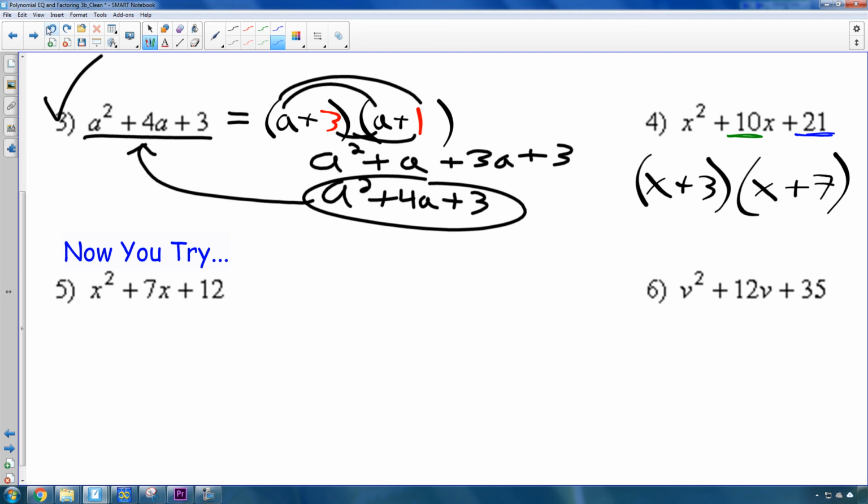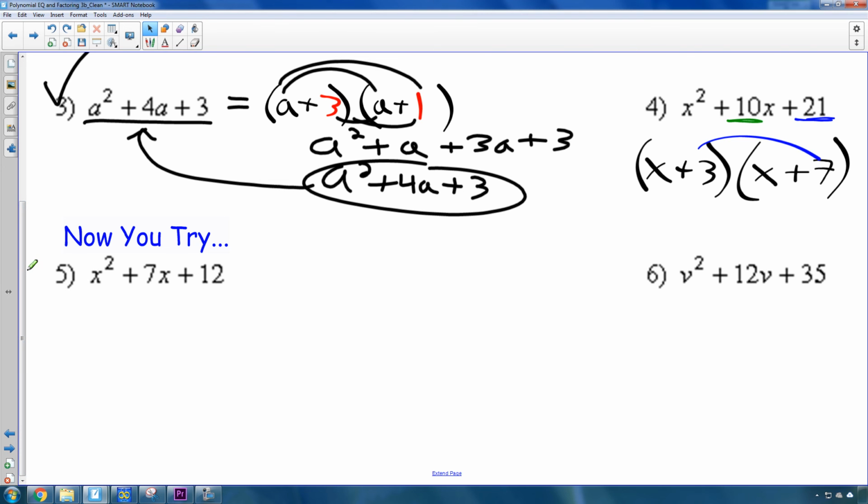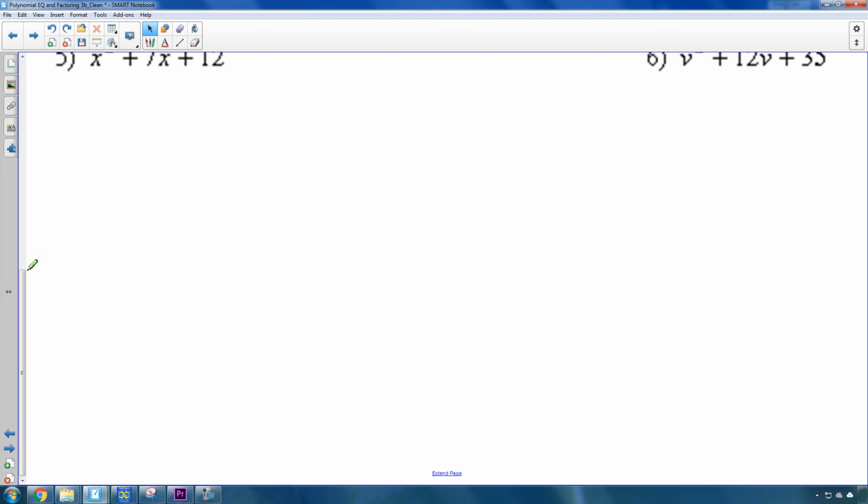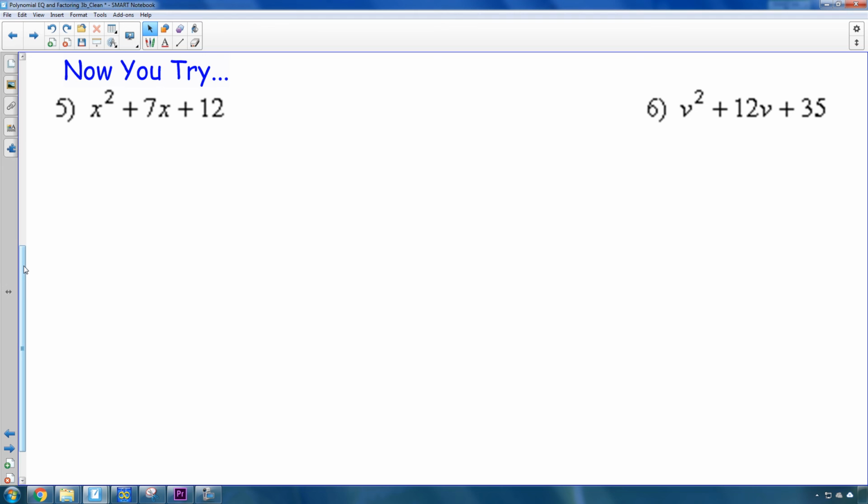So hopefully this is a time where you can pause the video and give these two problems a shot. We're looking for numbers that multiply and add. We're going to open up with 2 sets of parentheses. And don't forget your variables. That's also a part of this problem. So we'll pause it, and I'll see you in a moment.